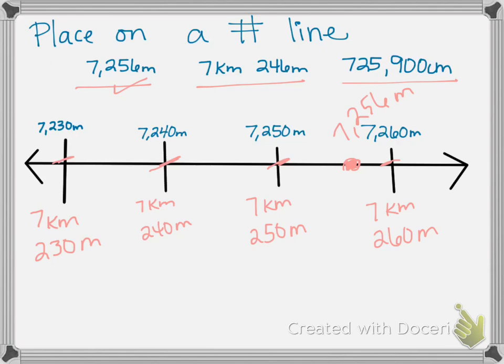I have 7 kilometers, 246 meters. Now I can go ahead and look at my bottom here where I have mixed units. 7 kilometers, 246 meters. Well, let's see. Halfway in between 40 and 50 would be 45, plus one more would be 46. So I'm going to go just past my halfway mark, and I'm going to go ahead and plot that. But I'm going to plot it as they wrote it. 7 kilometers, 246 meters. Okay, check.